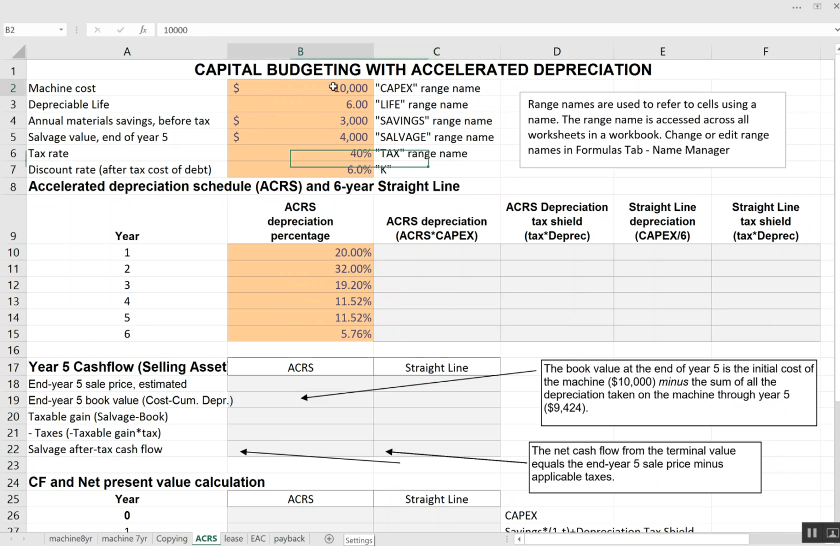Now I set up a bunch of named ranges. Notice I have CapEx, life of the asset, savings, salvage. I'm going to sell this thing at the end of year 5, but I'm going to depreciate it over 6 years. Tax, and I put K for the discount rate. We'll assume that's the after-tax cost of capital. So we'll say this cost savings project is nearly risk-free, so we're going to use the after-tax cost of debt. So I'm going to take my depreciation expense, which is just my ACRS percent times the CapEx.